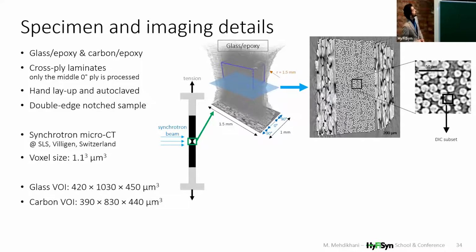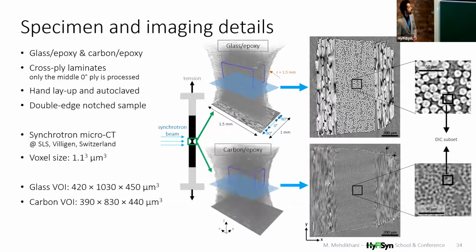This is our specimen, the glass epoxy and also carbon epoxy cross-ply laminate, which was produced using hand layup and autoclaving. We cut it using water jet to a double notch specimen, and we performed synchrotron computed tomography at SLS in Switzerland. And as you can see here in this cross-section of this material, we can see the fibers quite well.